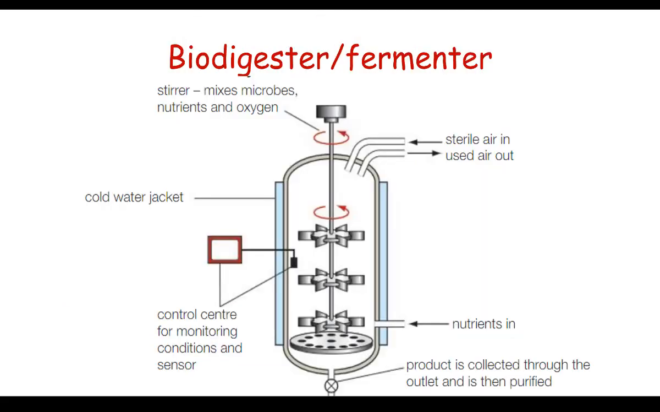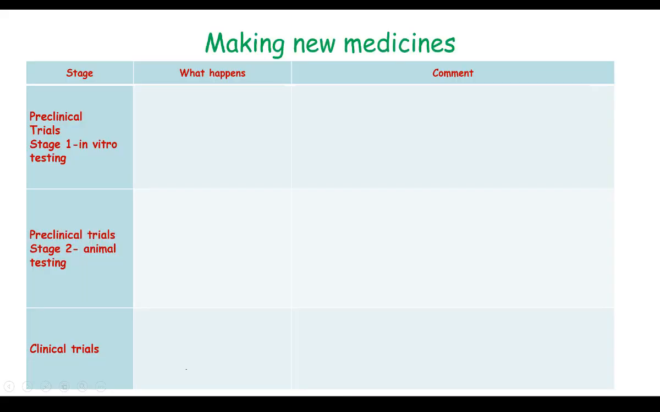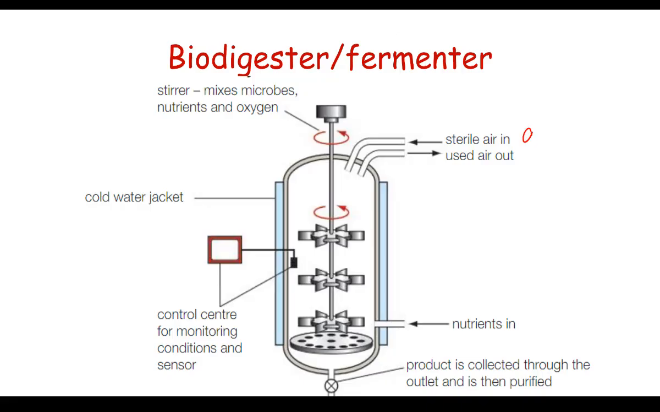Now, this bad boy shows the biodigester or fermenter. So the fungus is put in here along with the sterile air, which contains lots of oxygen. So the oxygen goes in along with the fungus, the nutrients and the oxygen. So the nutrients that are going to go in is going to be amino acids, because they can be used to make proteins for growth, and glucose, which can be used for respiration.